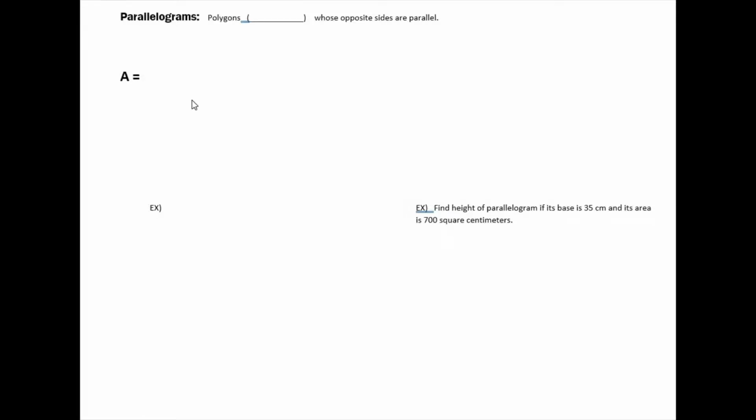Good morning, students. Before we begin with today's specific lesson, I'd like to do a review over what we've learned so far. Let's first discuss parallelograms. Remember that parallelograms are polygons, and that word polygons is just a special word for shapes that have straight lines. So I'll just put here for shapes whose sides are parallel, whose opposite sides are parallel.